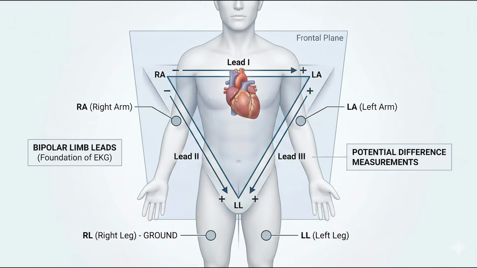The bipolar limb leads are the foundation of the EKG. These leads are formed by measuring the electrical potential difference between electrodes placed on the limbs. As mentioned, the right leg electrode is our ground. The relationship between the other 3 limb electrodes, right arm, left arm, and left leg, forms what is known as Enthoven's triangle, which surrounds the heart in the frontal plane.